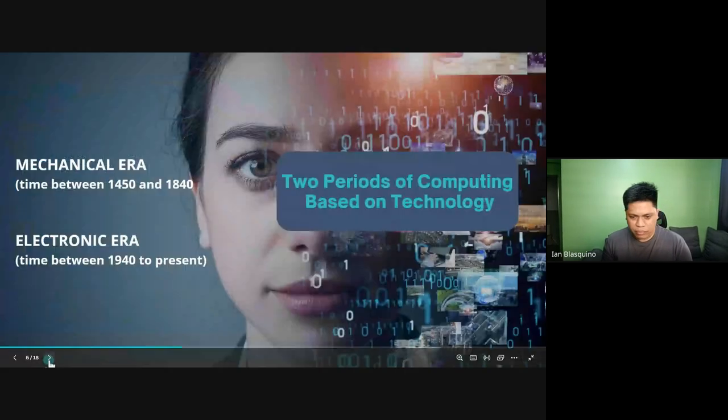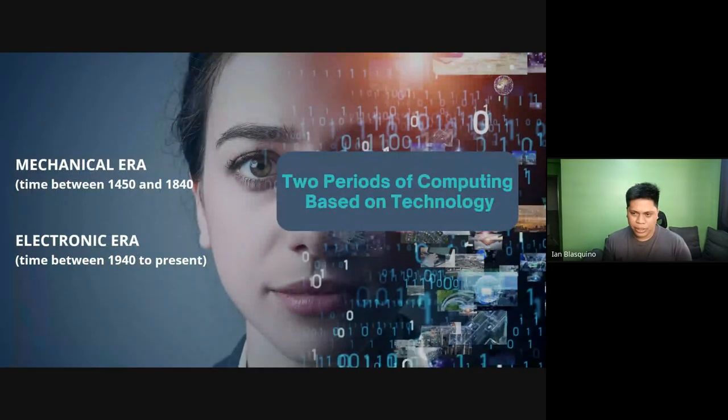Okay? And yung mga na-mention natin na examples, it becomes possible since the evolution of the electronic era of computing. So basically, we have two periods of computing based on technology. So yung mga pinag-usapan natin earlier is hindi siya magiging possible kung walang nangyaring evolution dun sa modern generations that we are now enjoying. So basically we have two periods of computing based on technology.